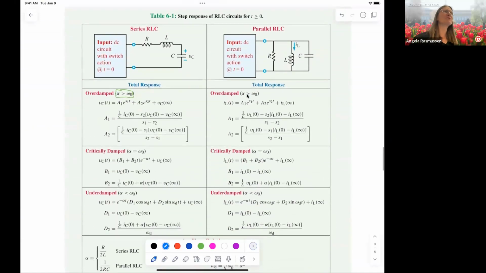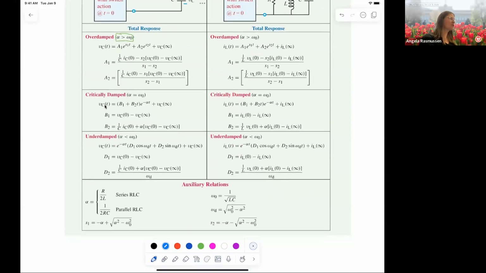And then there's this really nice table from your book, and this is going to be super handy to use. Okay, I came back on. All right. So once you're overdamped, you're going to use this form for the equation. So one is to identify which form do I have, series or parallel. You have to identify first, what circuit do I have? From there, you're going to measure or compare the alpha and omega naught. So one, determine configuration.